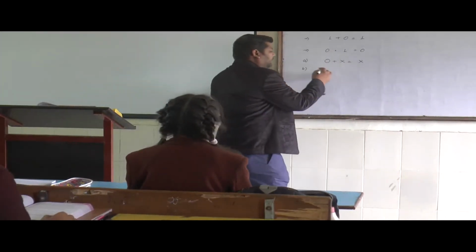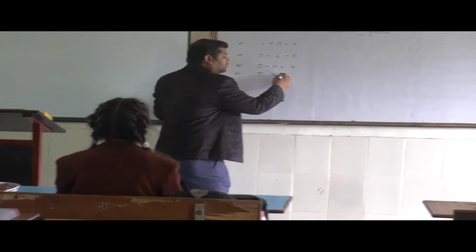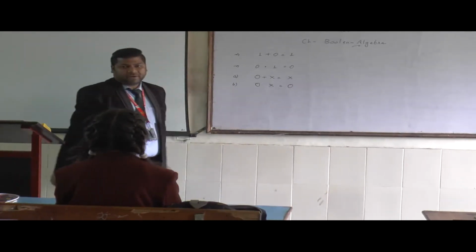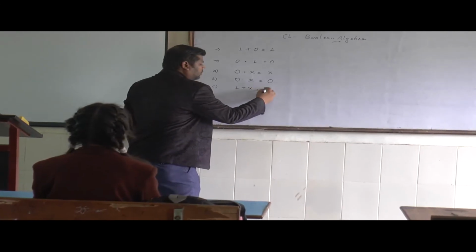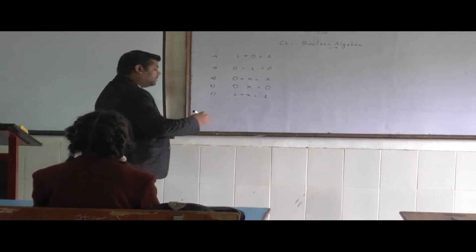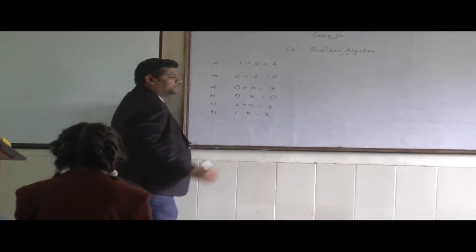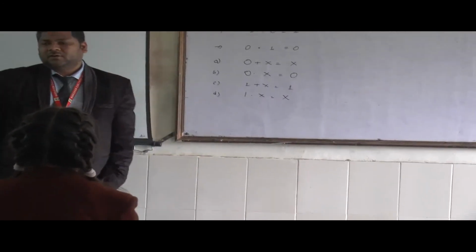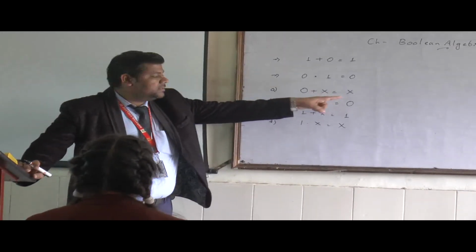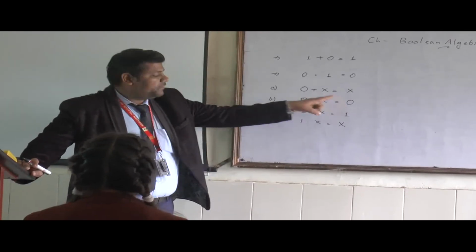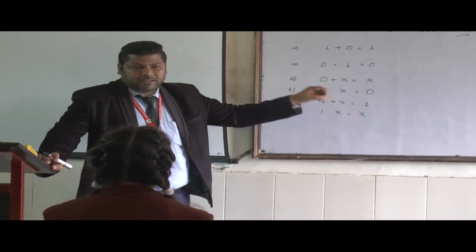Second property, 0 AND x, or 0 dot x, equal to 0. Third property, 1 plus x equal to 1. And the fourth property, 1 dot x equal to x. There are four properties of 0 and 1. Again, you can see 0 plus x equal to x, 0 dot x equal to 0, 1 plus x equal to 1, and 1 dot x equal to x. Let us prove these theorems.